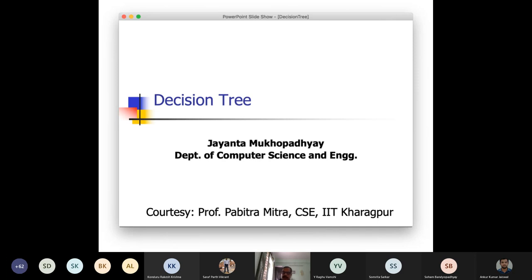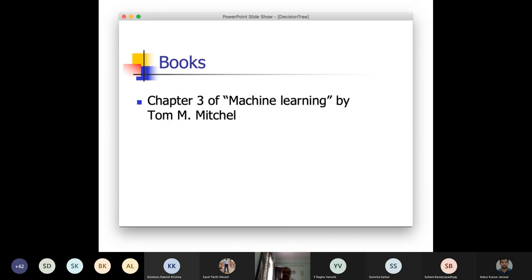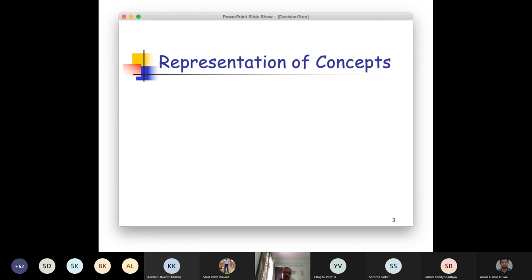So today we will start a new topic, that is on decision tree. It is from chapter 3 of Mitchell's book on machine learning. Now we have already discussed how concepts are represented. In the previous topic itself, we have seen that a concept can be represented as a Boolean expression. We will still continue with that kind of representation.